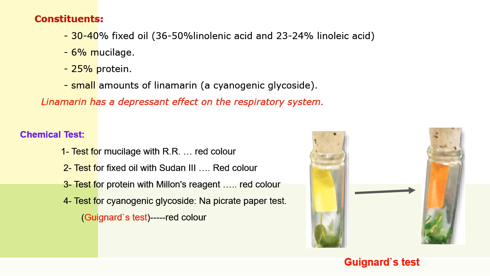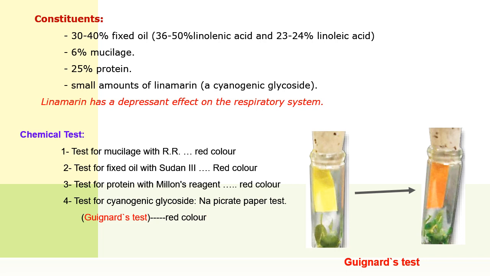With chemical tests, we can test the mucilage in the epidermal cells by addition of ruthenium red, where a red color is obtained. Fixed oil is tested with Sudan III, acquiring red color. Protein is tested with Millon's reagent, giving also red color.